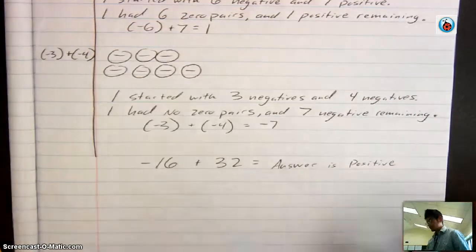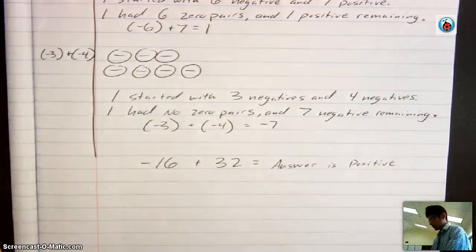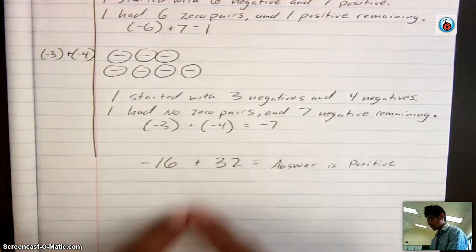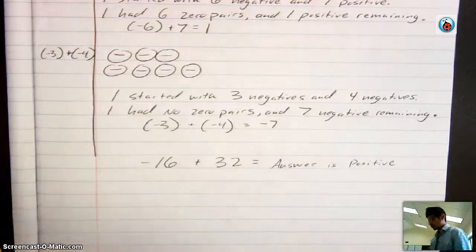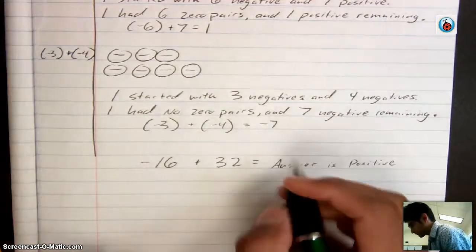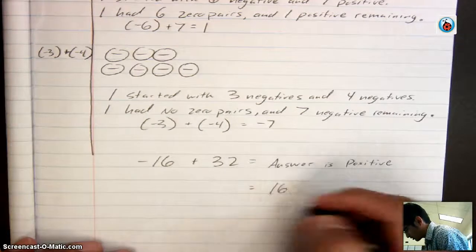And then to solve this, I would look for my zero pairs, right? I would do a positive and a negative, and I would take them away. When I take something away, that's called subtraction. So I'm really going to subtract these two numbers. 32 minus 16 is going to be 16, and my answer is positive.